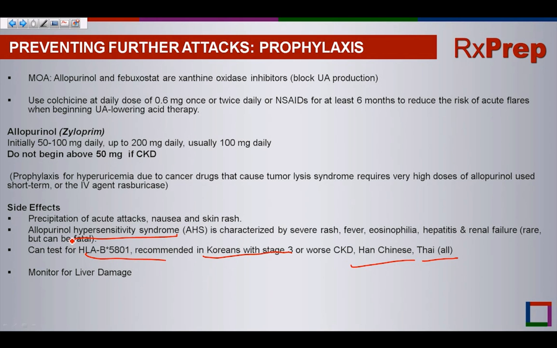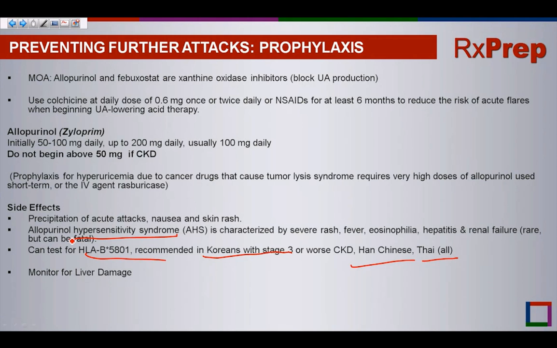But we don't test in anyone. It's these groups. Okay, now allopurinol is also irritating to the liver, so we monitor liver enzymes as well. Now, febuxostat, Uloric, is actually recommended now in the gout guidelines, so it's allopurinol or febuxostat. Allopurinol is a heck of a lot cheaper than febuxostat, so there are many formularies that are not going to have febuxostat except with specific contraindications.